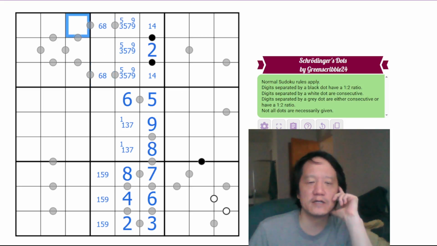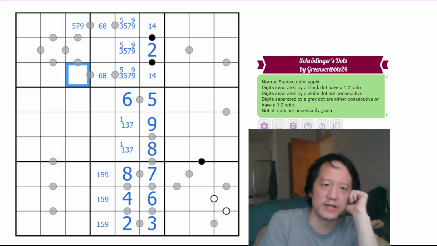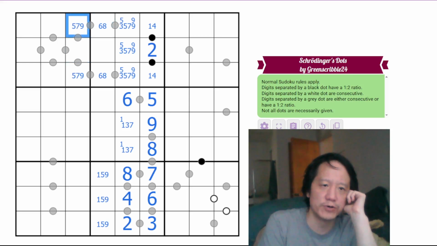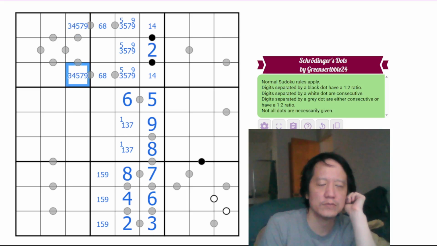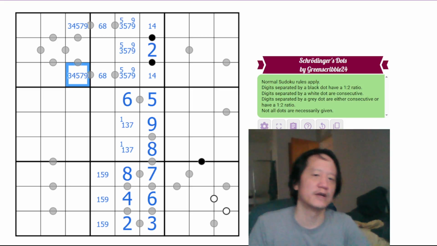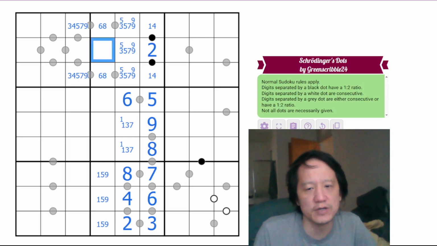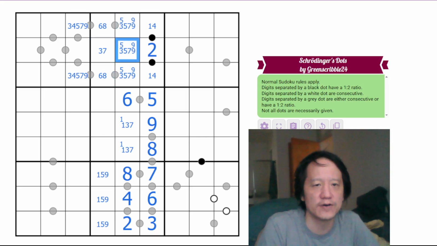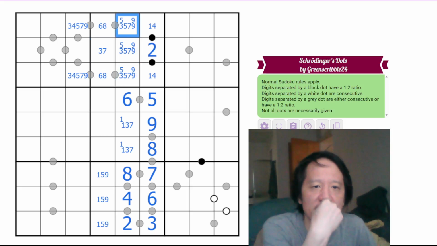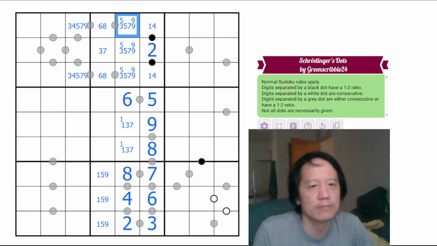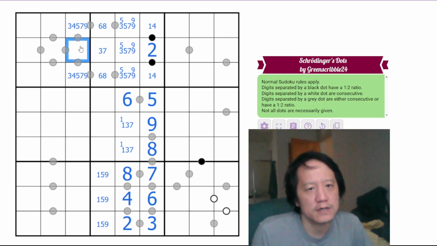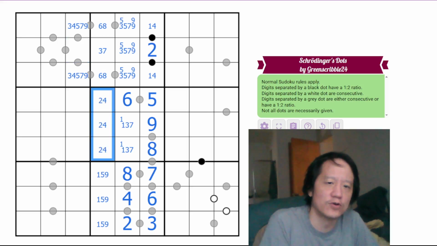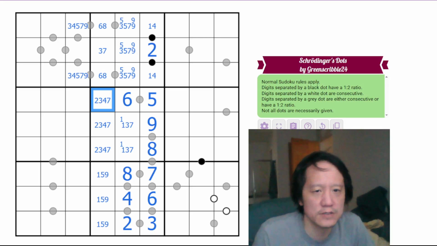6 and 8 can be consecutive with 5, 7, or 9. So 5, 7, or 9's here. Or they're in a 1 to 2 ratio with 3 and 4. So those are all the possibilities there. This must be 3 or 7, because it cannot be 5 or 9. These digits have to be 2, 4 with 3 or 7 as a possibility.